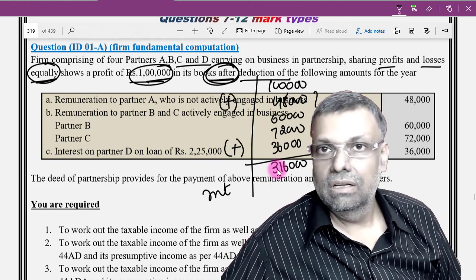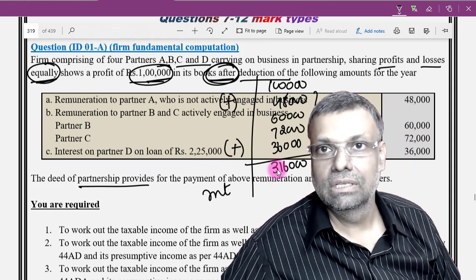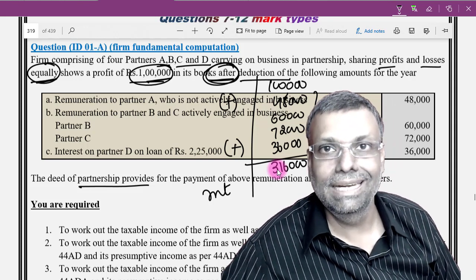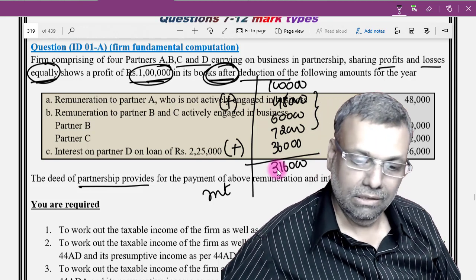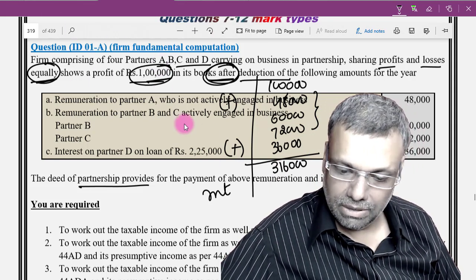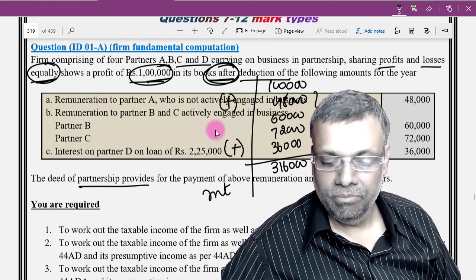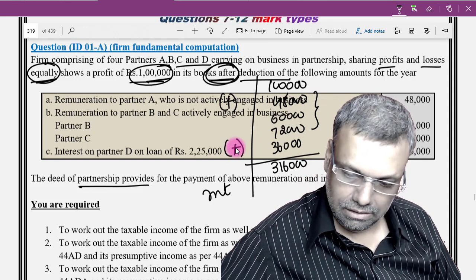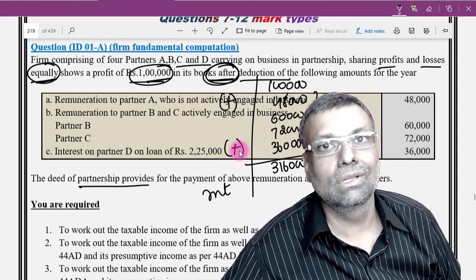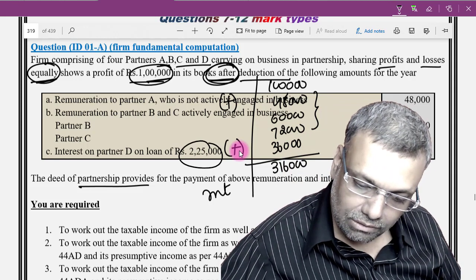The basic condition is that the partnership deed should provide for remuneration and interest. That means there should be authorization in the partnership deed, and it should be a working partner, but for interest that working partner condition is not there. I'll show you the provisions some other time, you have to scroll a lot of pages. Even if you are not a working partner, that is okay, because interest is on the capital. Now see, this is interest on loan.